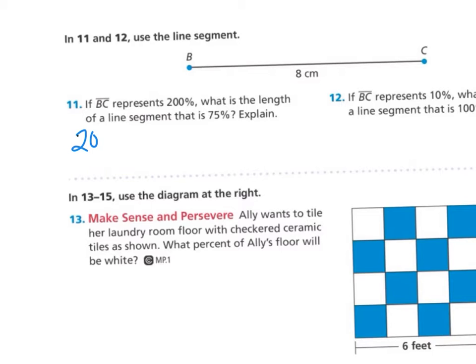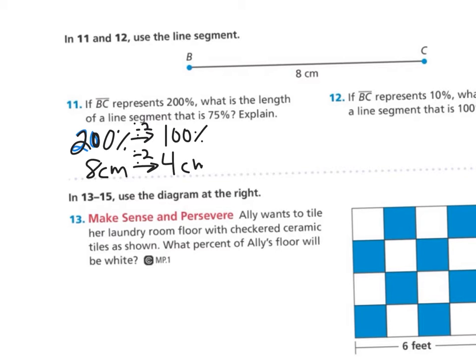One option here we could consider is figuring out what 100% would be first of all. I know that's not what we want, but sometimes we've got to do multiple steps to get it. So 8 centimeters is 200%. So if we take half of that, if we divide by 2, that would give us 100%. So 8 divided by 2, that'd be 4 centimeters.